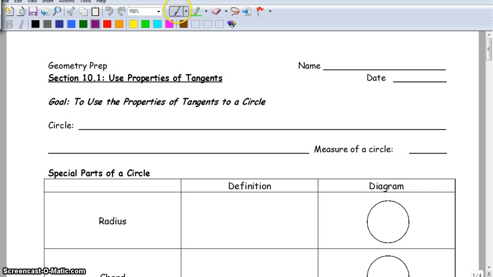Alright, so today's video should be pretty short. We're just going to go ahead and get some of the vocab out of the way so tomorrow's notes won't take so long in class. So first we're going to define a circle.